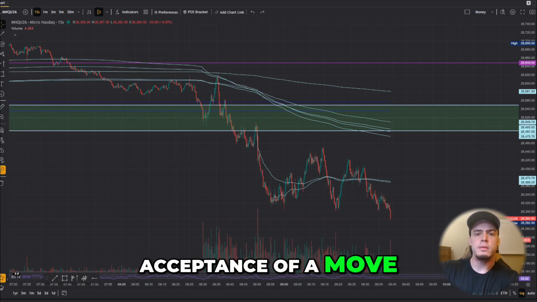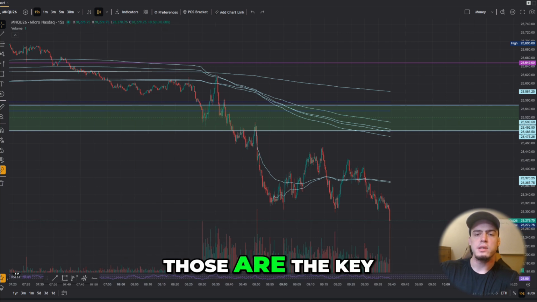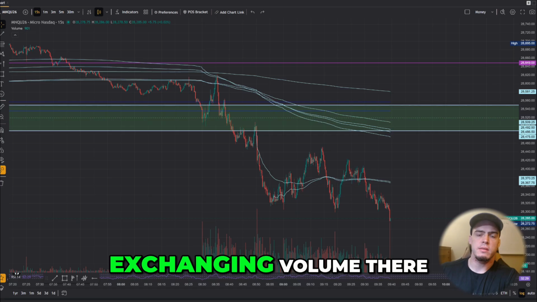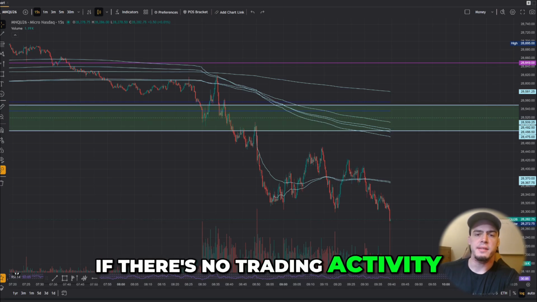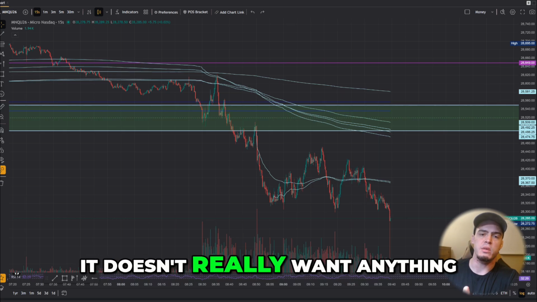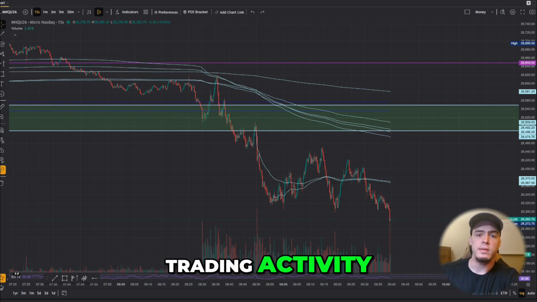Acceptance of a move. There are two main components, volume and time. Those are the key components of acceptance. If price is not exchanging volume there, if there's no trading activity, that means the market doesn't want to stay there. Or when I say it doesn't want to stay there, it doesn't really want anything. It means that it's not likely to stay there because there's no trading activity.